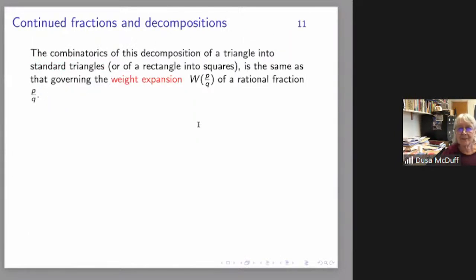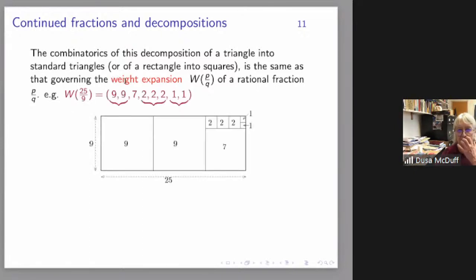Now, this decomposition is related to continued fractions. If you have a rational fraction p over q, I don't know what number theorists call it, but I called it the weight expansion. Say you have 25 over 9, so 9 is the height and 25 is the length. You decompose it into 2 squares of size 9, then you've got 7 left over, but only room for 1 square of size 7. Then you have 3 squares of size 2, and then 2 squares of size 1. That gives you this decomposition here.